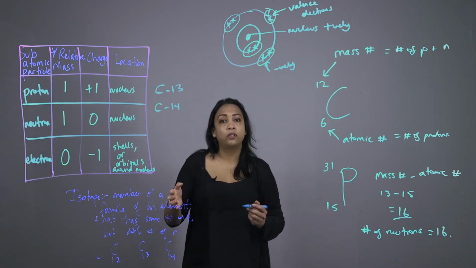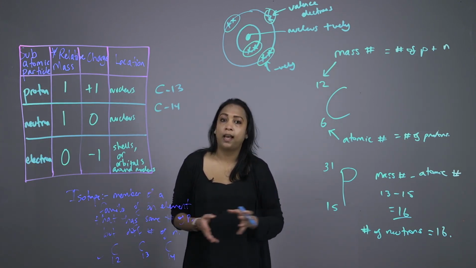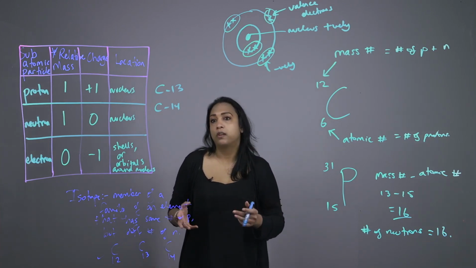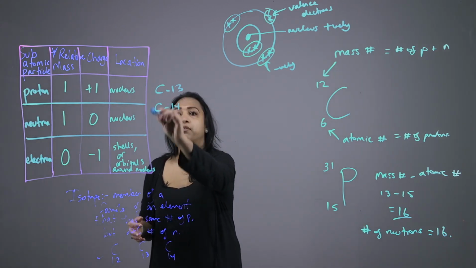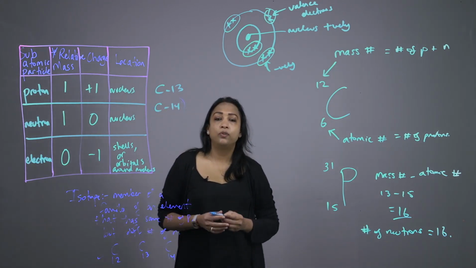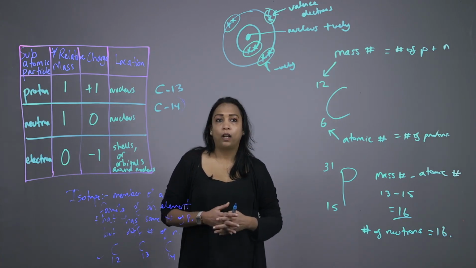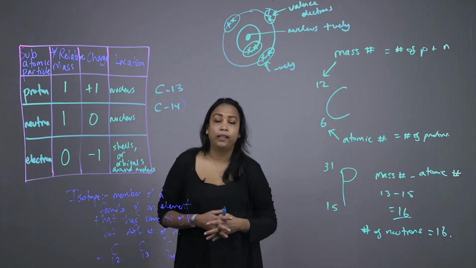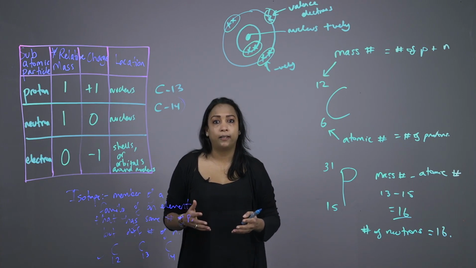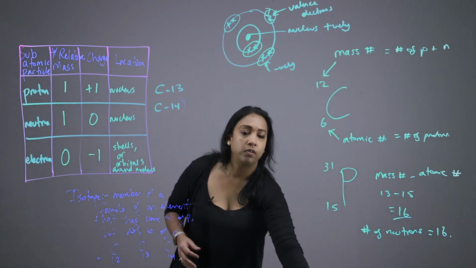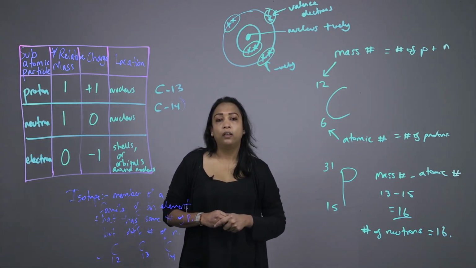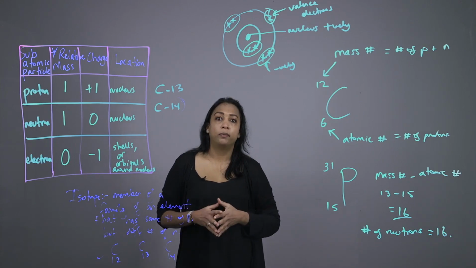However, isotopes of elements have different properties. For example, carbon-14 is radioactive and is used to determine the age of fossils in a process known as carbon dating. So that's about all we're going to talk about today regarding the atomic structure.